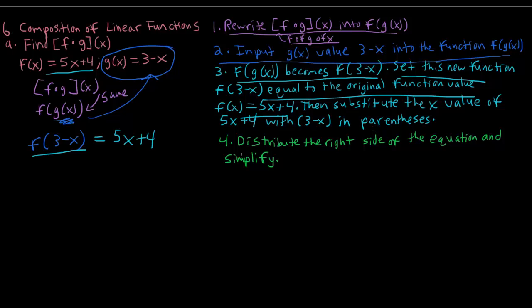Now another step of that is, once we have 3 minus x, we want to substitute right here this x value with our 3 minus x value. So f of 3 minus x equals 5, 3 minus x in parentheses, plus 4.